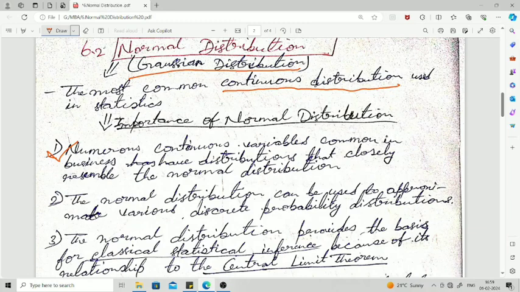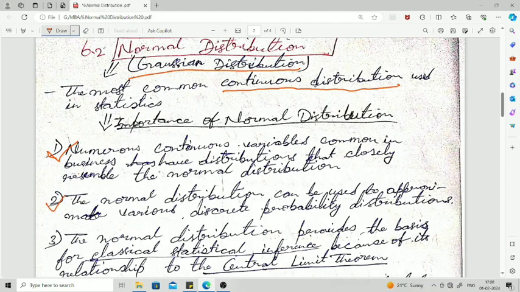So the first reason, in business many kinds of continuous variables have distributions that closely resemble the normal distribution. It means mostly whatever distributions we see in businesses, those distributions closely resemble the normal distribution.